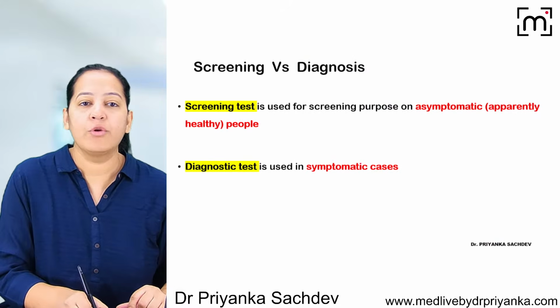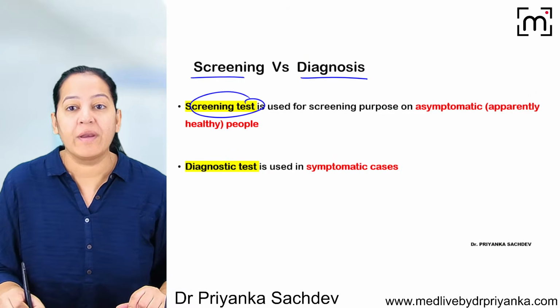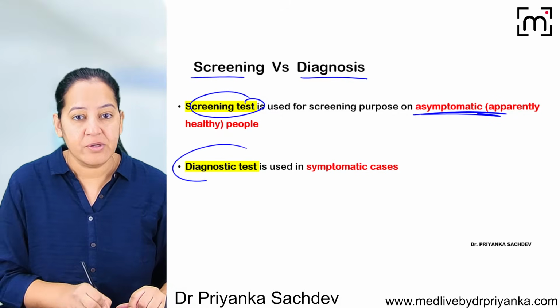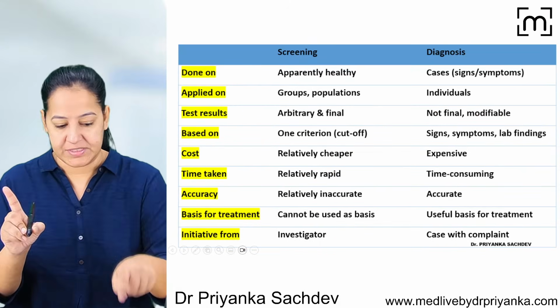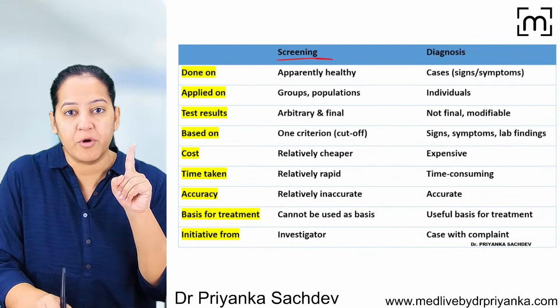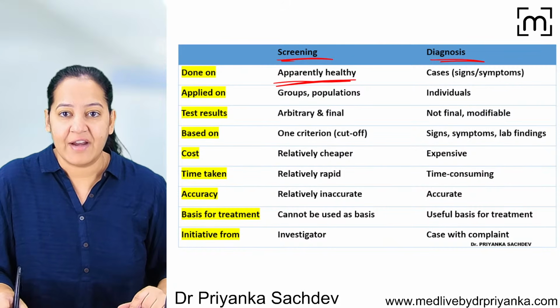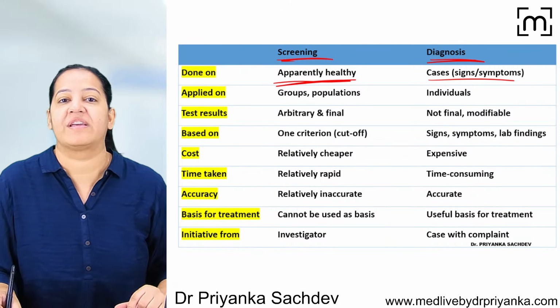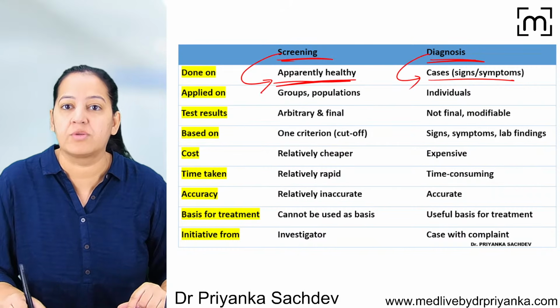So how do you differentiate screening test versus diagnostic test? Screening test is performed on asymptomatic individuals and diagnostic test is performed on symptomatic individuals. Screening test is performed on the apparently healthy, who think they are healthy but actually they are not healthy. And diagnostic test is to do the diagnosis of cases. This one is done to do the diagnosis of these.